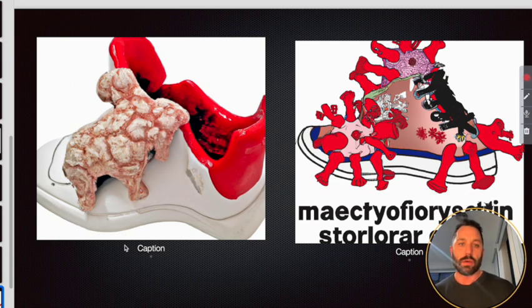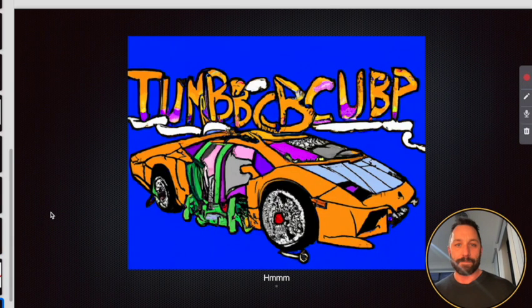Oh my god. This is a mycobacterium lung, according to AI. It's getting crazier. And a bacteria driving a Lamborghini. Good, good, good. Told you it'd be interesting.